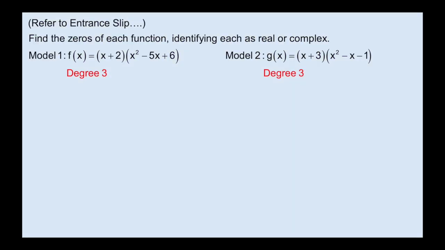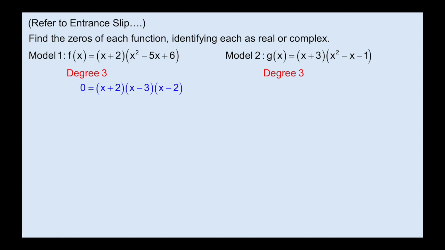Now in model 1, we already talked about the fact that the degree would be 3 here. And therefore, when we're looking for our solutions here, we're looking for 3 solutions. Now, when we go to find our 3 solutions here, it would be easiest if this was already factored. The x plus 2 part is already factored for us. What we'll want to look at is this x squared minus 5x plus 6 and factor that.